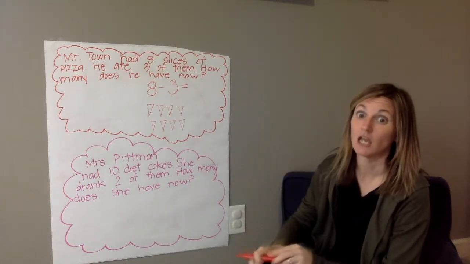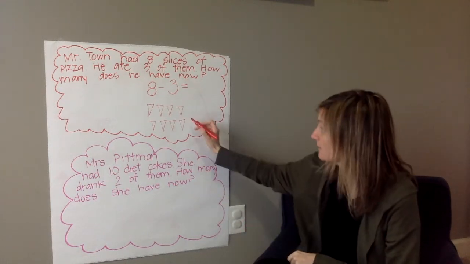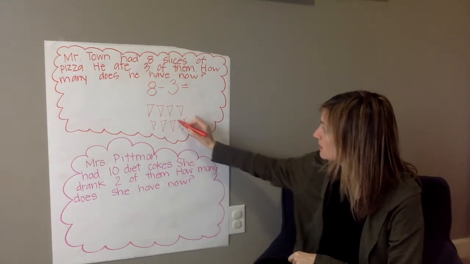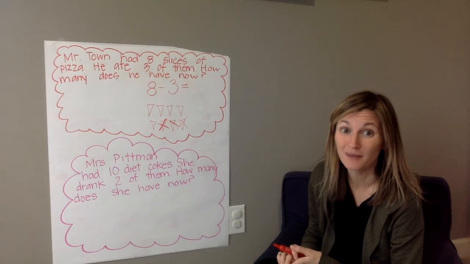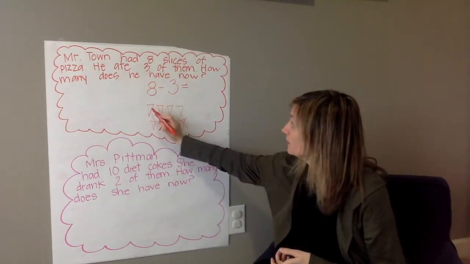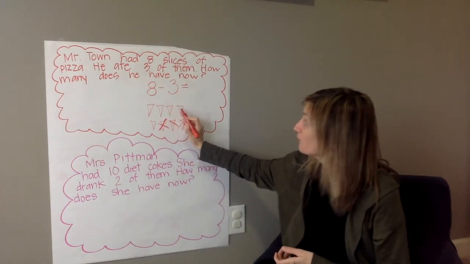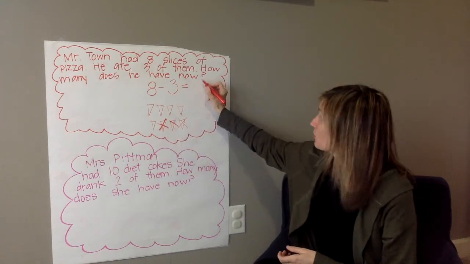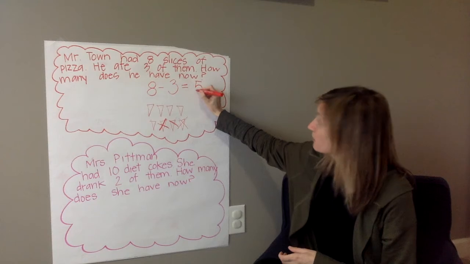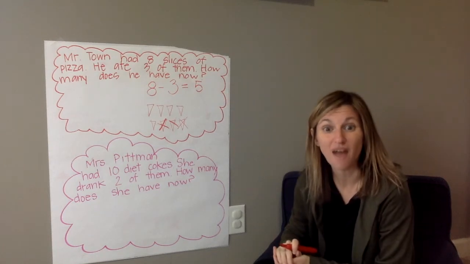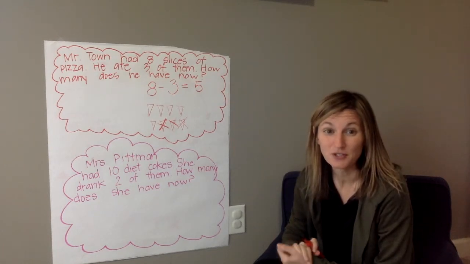And he ate 3 of them. So I'm going to cross out 3. 1, 2, 3. And I can figure out how many I still have left. 1, 2, 3, 4, 5. So my number sentence is 8 take away 3 is 5. Okay? So let's do the next one.